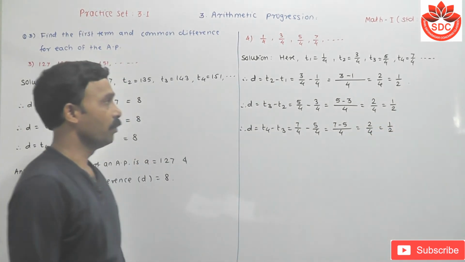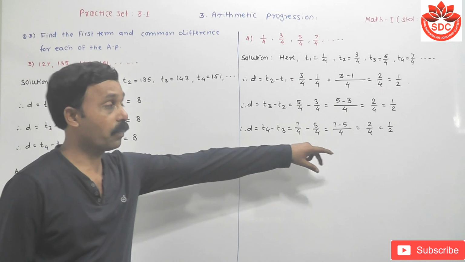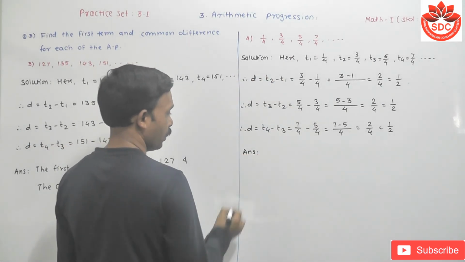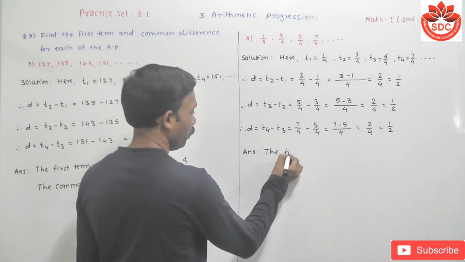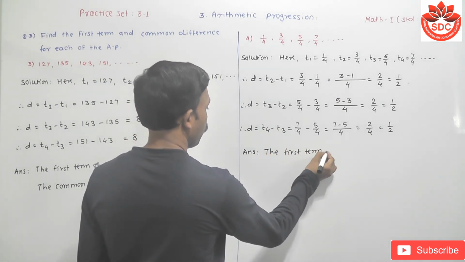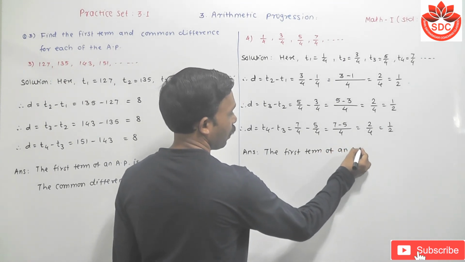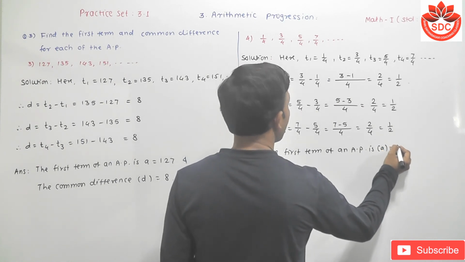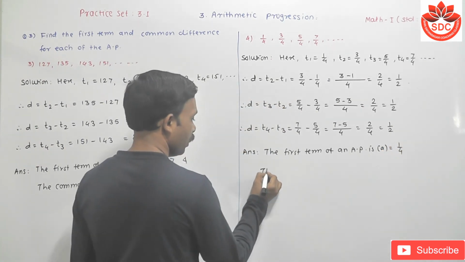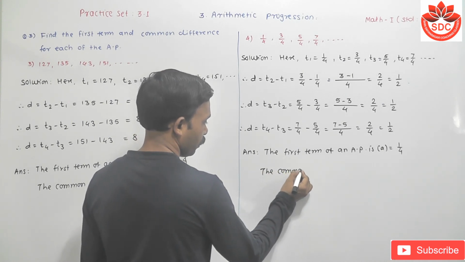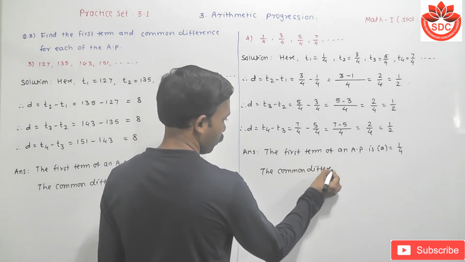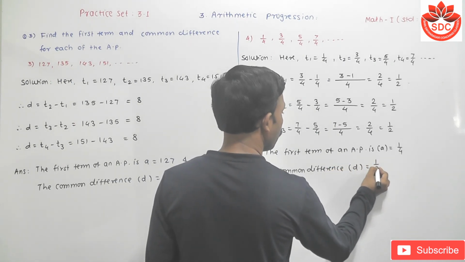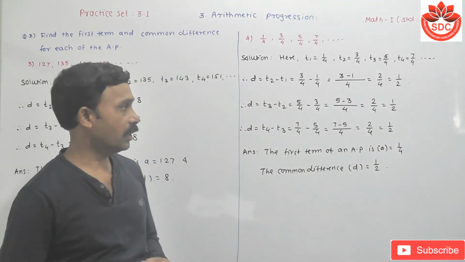That is 1 upon 2. That means the common difference between two consecutive terms is 1 upon 2 and the first term is 1 by 4. This is the answer. You have to write it in a full sentence. Therefore, the first term of an AP is A equal to how much? 1 upon 4, and the common difference D is equal to how much? 1 upon 2. Can you understand this exercise?